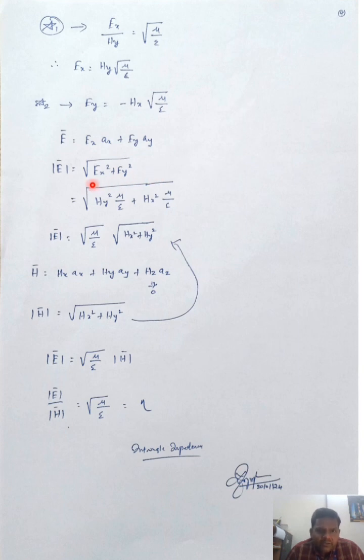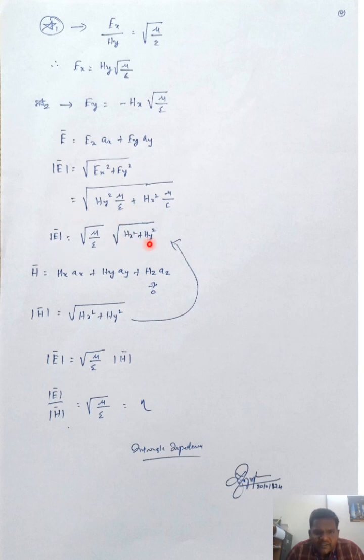Substituting the values of Ex and Ey, what we have taken here in this equation, we have Hy square into mu by epsilon. By squaring, the square root will cancel. The square root of mu by epsilon will become mu by epsilon, as in the second part also. Minus into minus gets plus. From this, we are simplifying this equation like this.